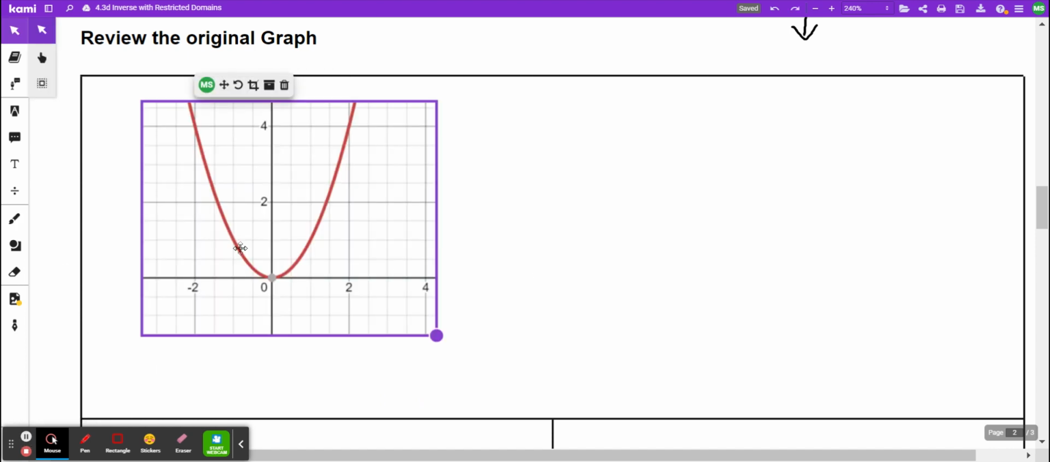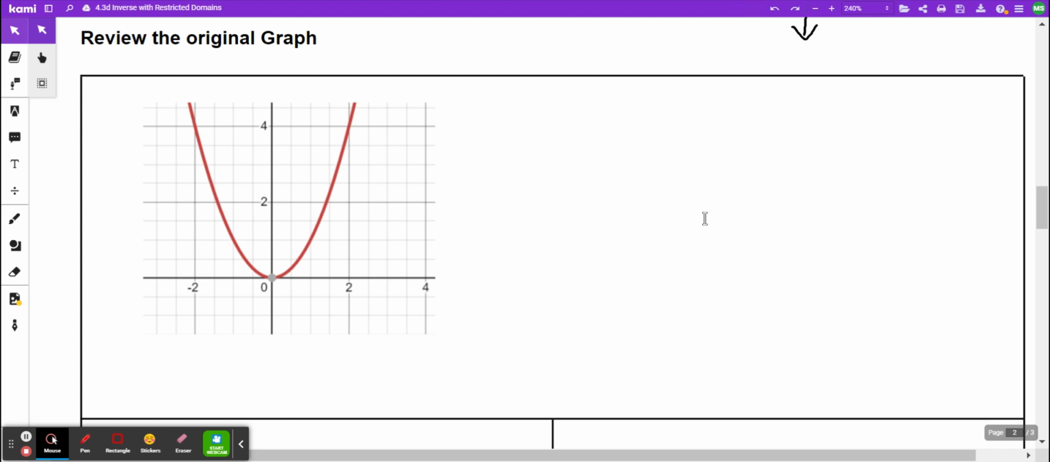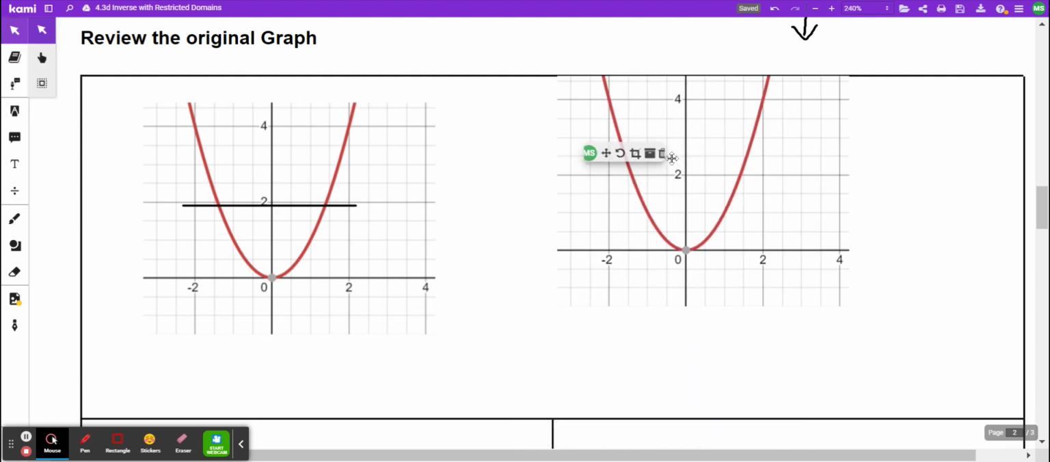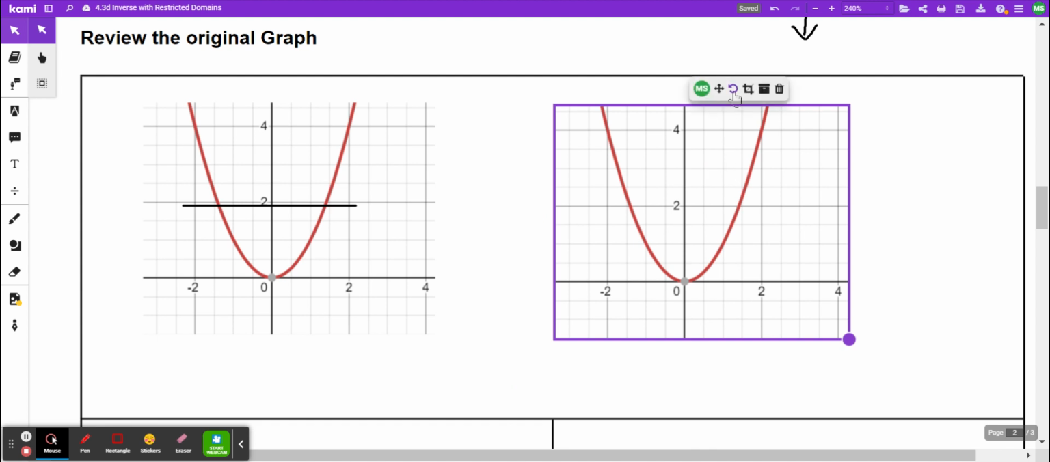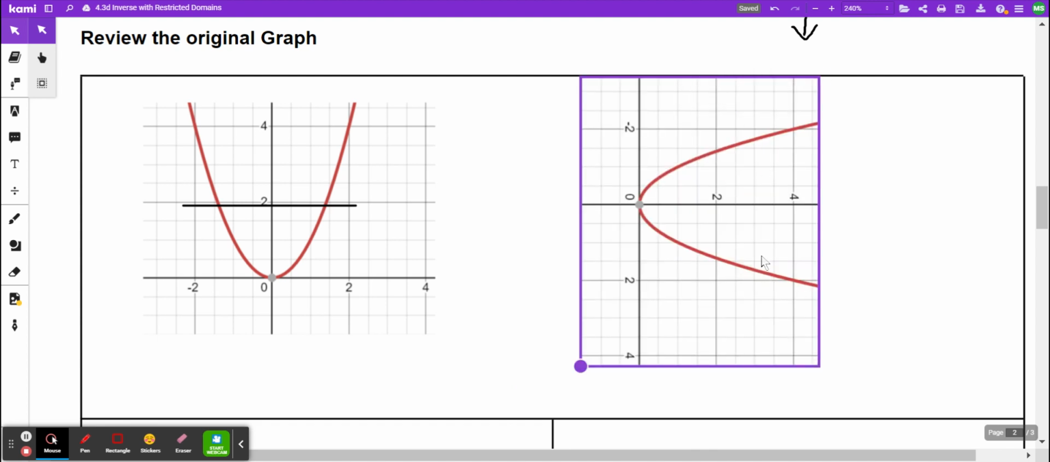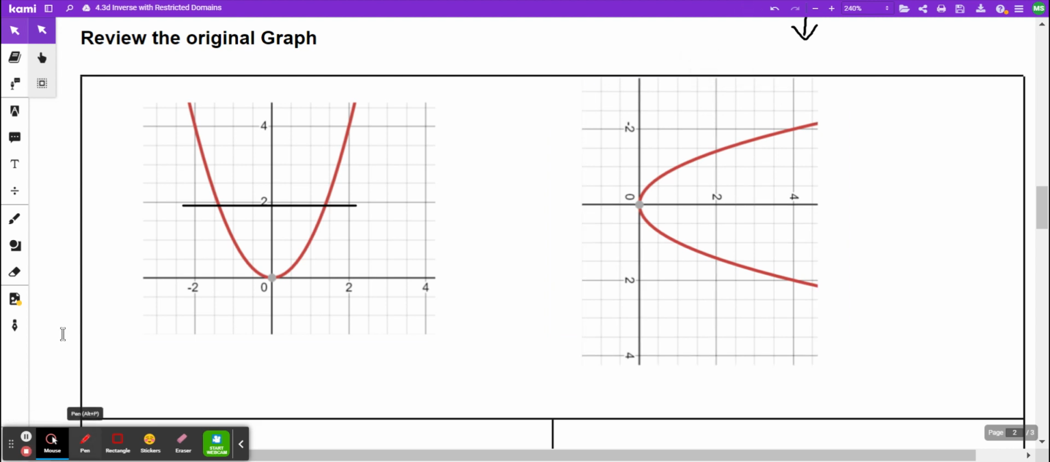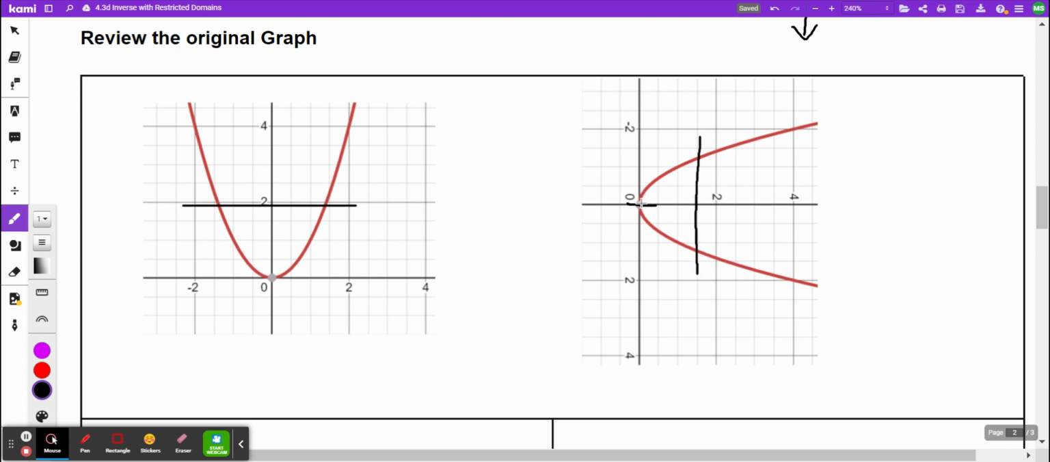So here's our original graph. If we look at it, we can understand that it's not going to pass the horizontal line test right here. Now, if we need to, we could take the graph and flip it around. And this is what it should kind of look like. So we already know that there's a part right here where there are areas that are going to have two points.